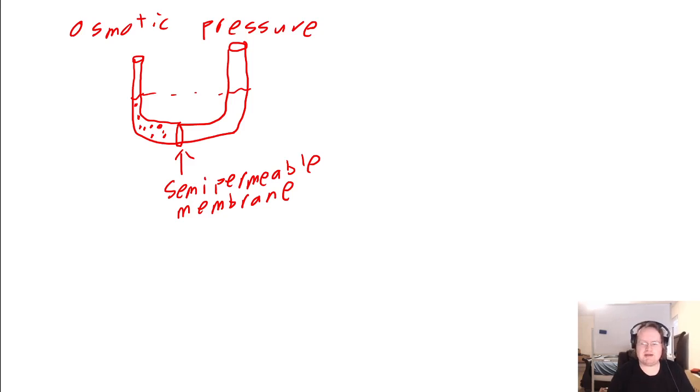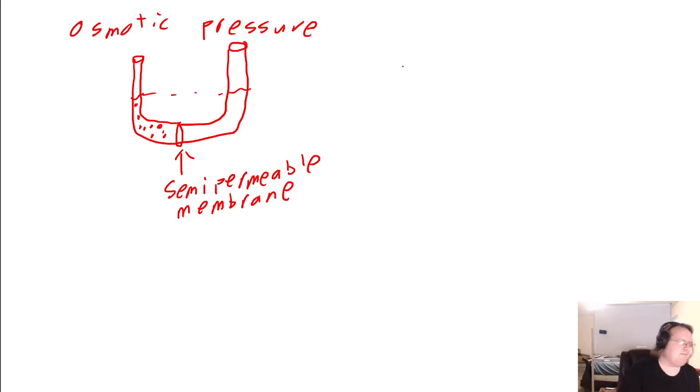Now, the issue right now is the left side is currently more concentrated than the right side. Since the solute can't leave to equalize it, like if there was no barrier there, the solute would just over time migrate over to the other side, and there'd be equal solute on both sides. So if you remove the membrane, the solute just averages out.